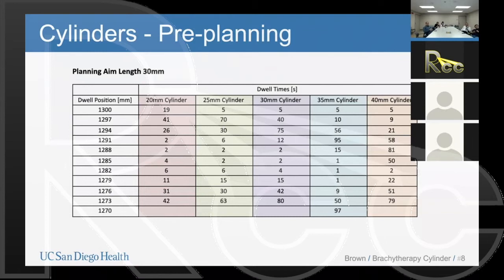So these are for specific cylinders and specific manufacturers of cylinders, but you can sort of get the idea here. So this is what a pre-plan would look like. Have dwell position on the left, so running from 1300 millimeters to 1270 millimeters. And then you have different diameters of cylinders, 20 millimeters running all the way up to 40 millimeters. And then in the central part of the table, you have all of the dwell times that will give you an ideal dose distribution, having the 100% isodose line 5 millimeters from the surface of the cylinder.